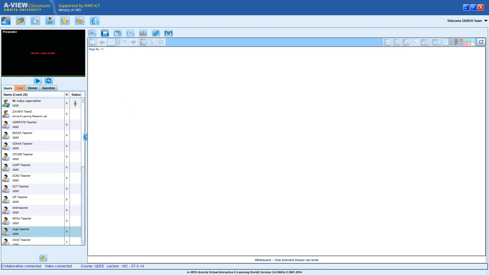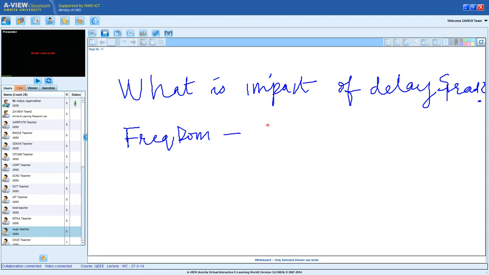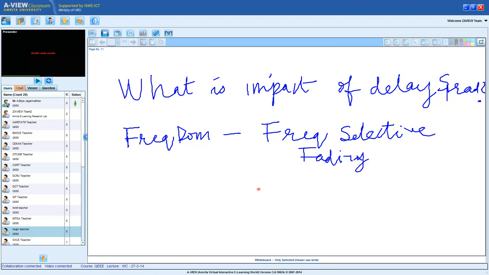Can we summarize the impact of delay spread? Can someone answer this? What is the impact of delay spread? The impact of delay spread is it causes distortion. Very good. In the frequency domain, it causes frequency selective fading, that is, spectrum distortion.